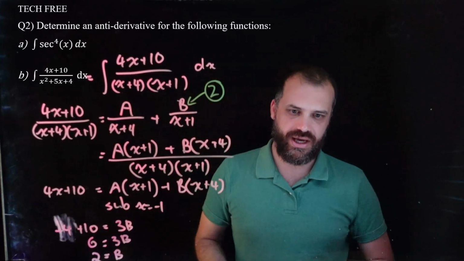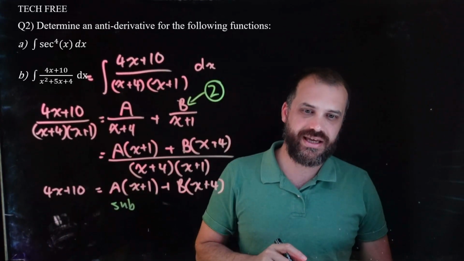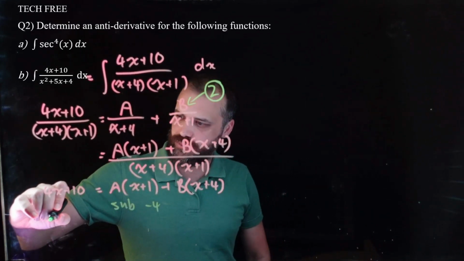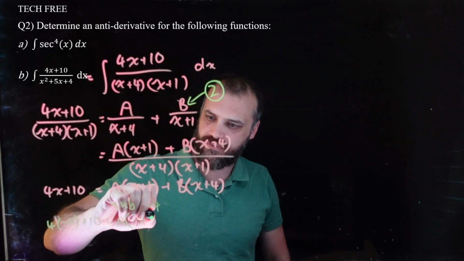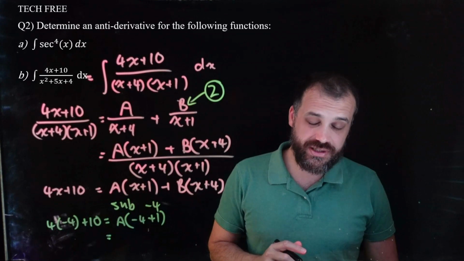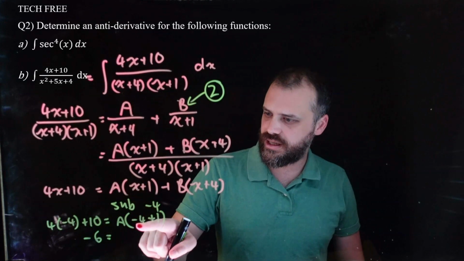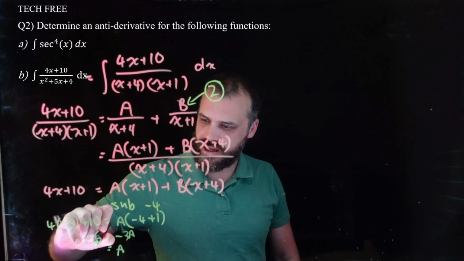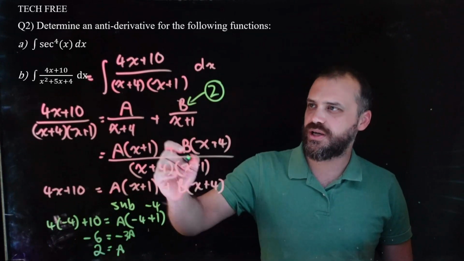I might just get rid of that. Don't have a lot of space. And I'll sub the other convenient value, which is -4, because that'll make that b disappear. So we end up with 4 times -4 plus 10 equals a times -4 plus 1. Okay, 4 times -4 is -16 plus 10 is -6. And then we have this a, -4 plus 1 is -3. So that's -3a. So a is equal to -6 divided by -3, 2. a is 2 as well.